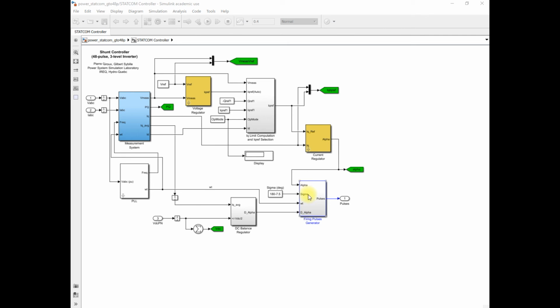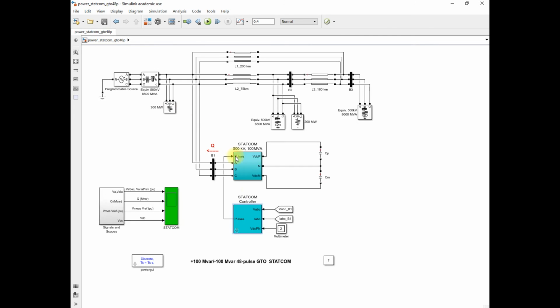So all these four parameters generate the firing pulse for all the thyristors of the 48 pulse 3-level multipulse converter, and you can see that this pulse, the output of this STATCOM controller, is applied to this STATCOM block.